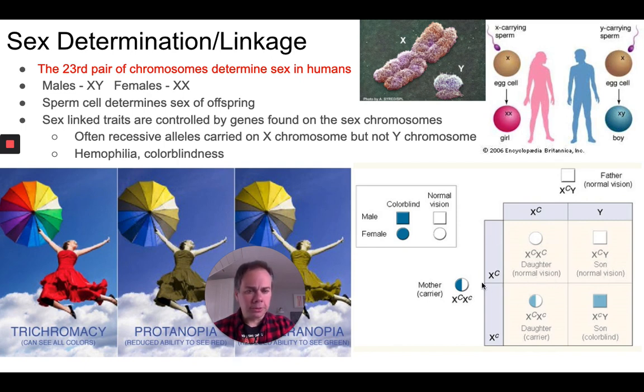And here are the results. We get X big C, X big C, so this would be a girl that has normal vision. Here we get X big C, Y. That would be a son with normal vision. Down here we get X big C, X little c, so that would be a daughter, and she'd be a carrier. And finally we get X little c, Y. This is a son that is colorblind. So that's how we show a Punnett square with a sex-linked characteristic.